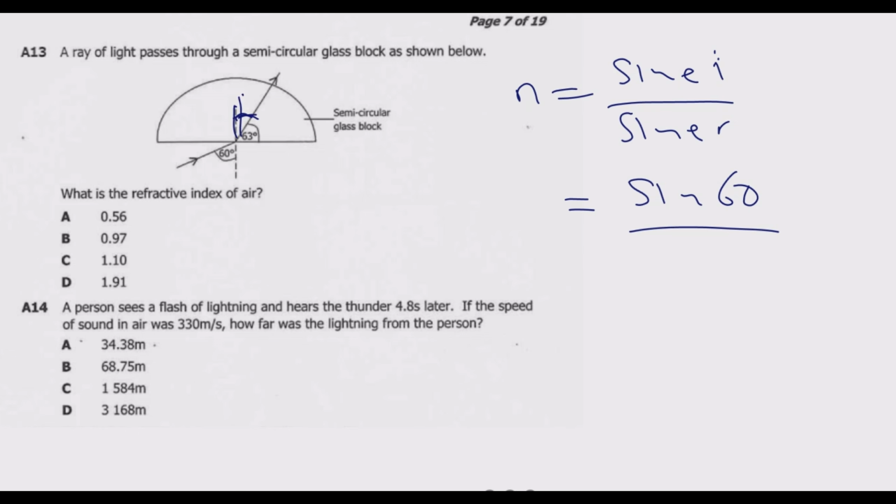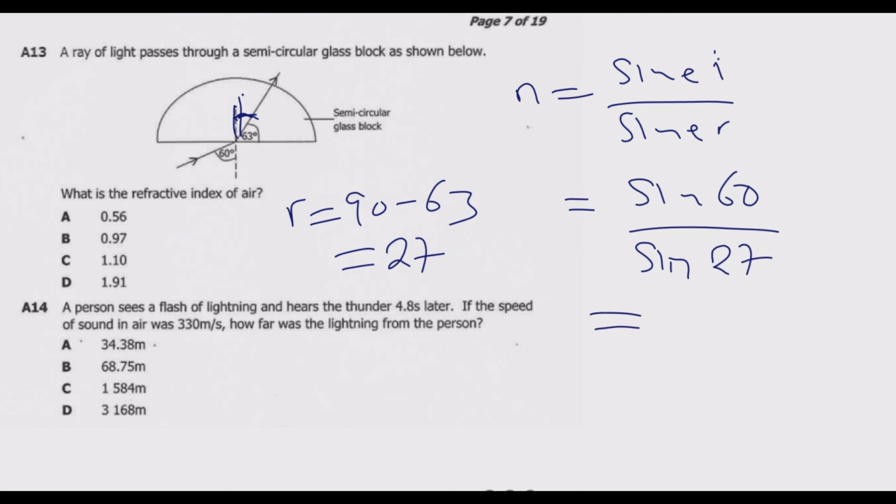So if this is 90, to find the reflected angle, it will be basically 90 minus 63, which gives us 27. So we have sine 27 as our reflected ray. Then you use your calculator, and you find that this will be 1.9076, which is approximately 1.91 as our answer, which is D.